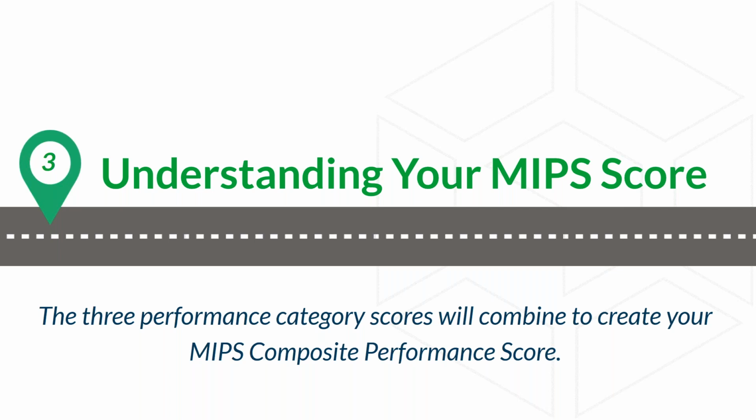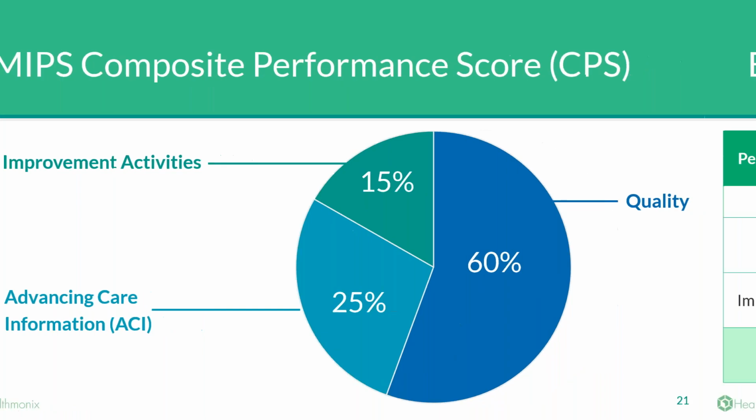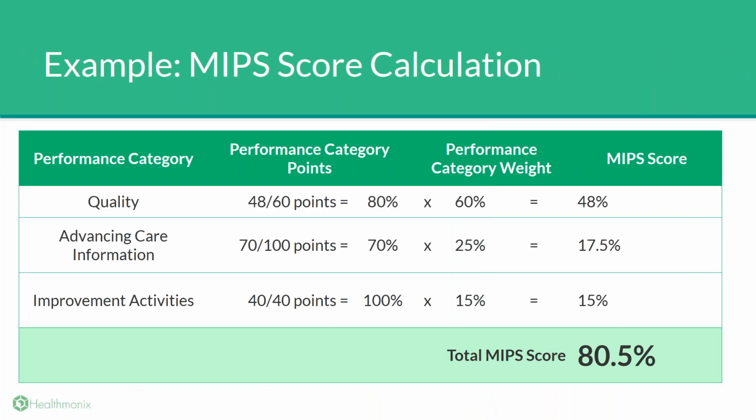Now we're going to look at an example of what your MIPS score could look like. As a refresher, we've got 3 different performance categories, and they break down into different weightings, with quality being the highest %, advancing care information being the second, and improvement activities being the 3rd highest % of the MIPS composite performance score. So as we go through our example, we're going to look at the potential points you can earn within each performance category and the weighting, as we just reviewed, of that performance category compared to your overall MIPS performance score. So for quality, you can earn a maximum of 60 points within the performance category.